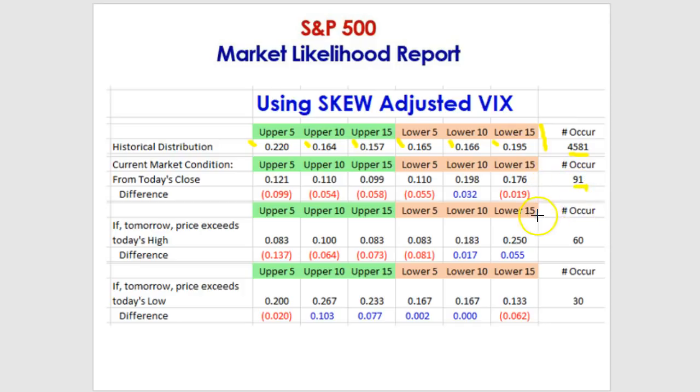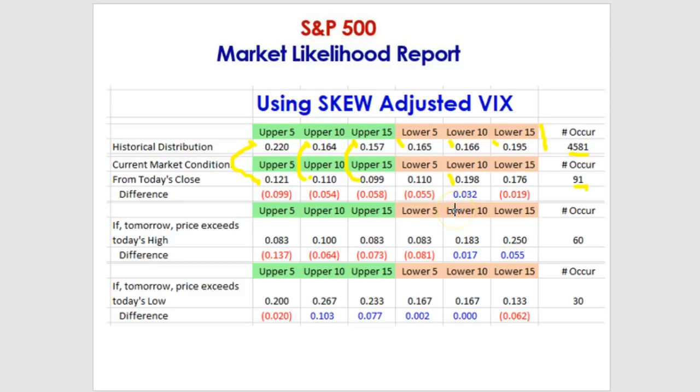That's including the current one. We see here that of these 91 occurrences in the past, the upper bands were struck less often across the board. The 5, 10, and 15-day bands were struck less often. Here, look at this. The upper 5-day band was struck 12.1% instead of 22, way off from the benchmark. 11% versus the 16, 9.9% versus the 15.7. So the upper bands definitely struck less often. On the lower band side, 2 of the 3 bands were struck less often. The lower 10-day band struck a little bit more.